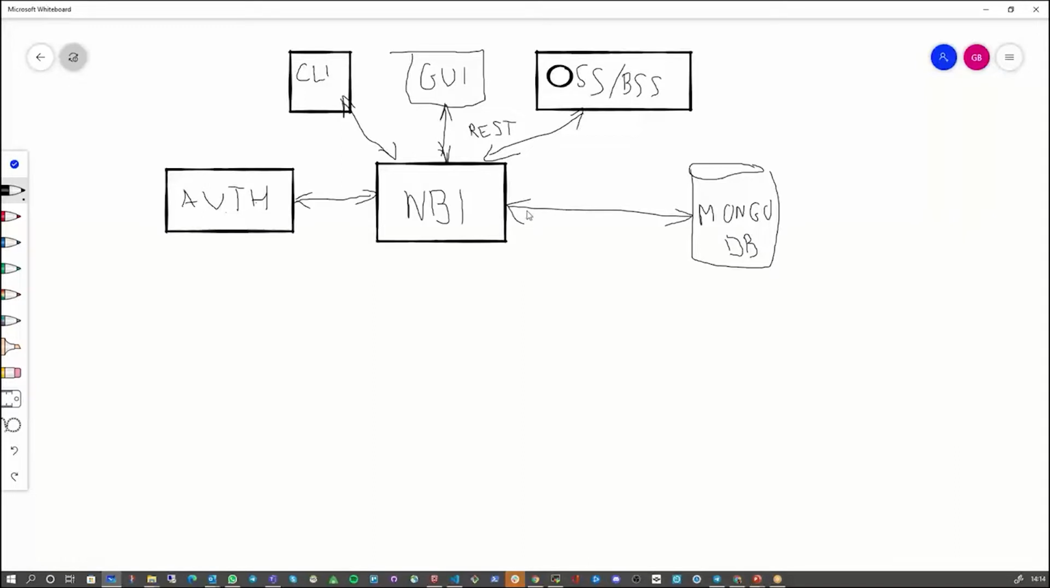The interaction between the NBI and MongoDB happens for every read operation and for all those create and delete operations that don't require anything else from the system, right?